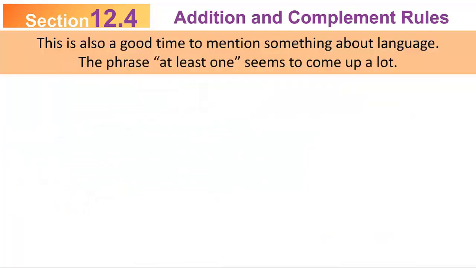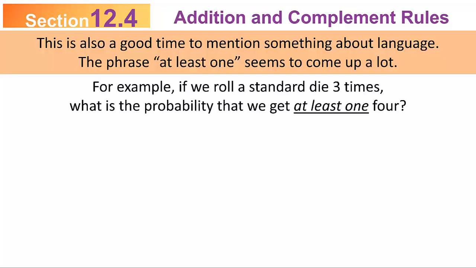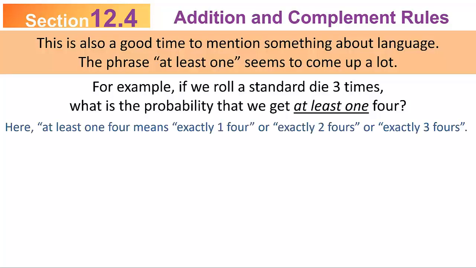I want to talk a little bit about the English language as it relates to this. It turns out that when we're doing probabilities, we tend to come to these problems where we're asked to find the probability of at least one something. And I want to talk about that in particular so that when you see it, it won't be confusing. For example, if I roll a standard die 3 times, what's the probability we get at least 1 4? You see that at least 1 quite often. At least 1 4. Well, think about it.